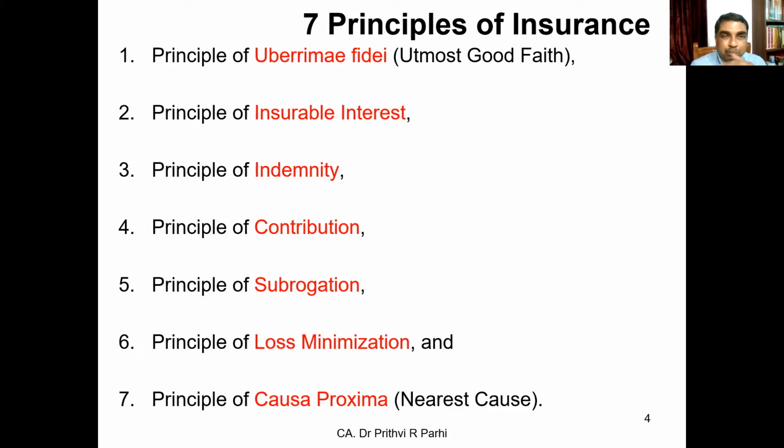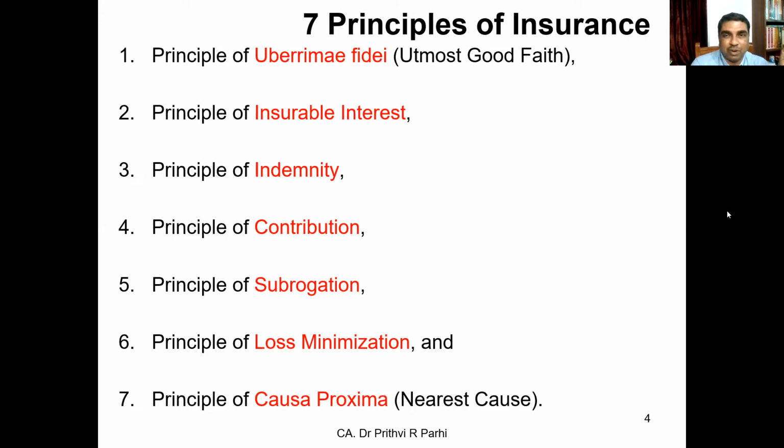They are called the principle of uberrima fides, principle of insurable interest, principle of indemnity, principle of contribution, principle of subrogation, principle of loss minimization, and the principle of causa proxima or nearest cause. We'll be discussing all these things, and we'll not only discuss, we'll try to find some examples for all of them. That is the objective of this session.